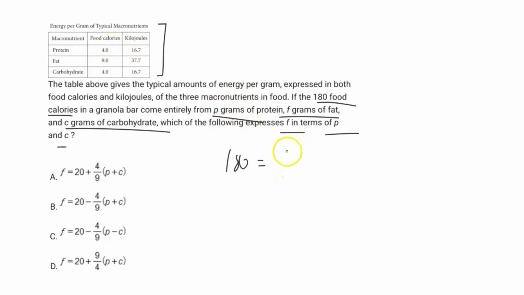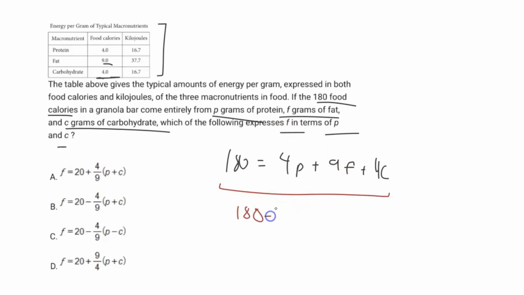So if we're looking at proteins, we can just write this as 4P, and then we're going to add 9F, and then that ratio holds true for the carbohydrates, so that's going to be 4C. So now what we need to do is just get to rearranging this equation using some algebra to express F in terms of P and C. So we're going to subtract 4P and 4C from both sides. So we get 180 minus 4P minus 4C equals 9F.